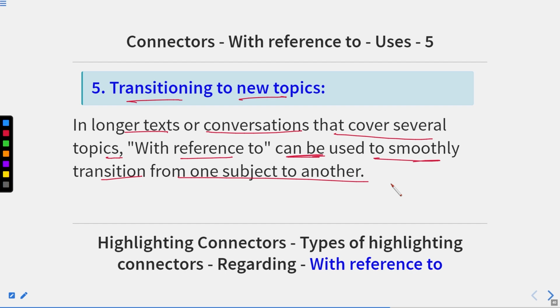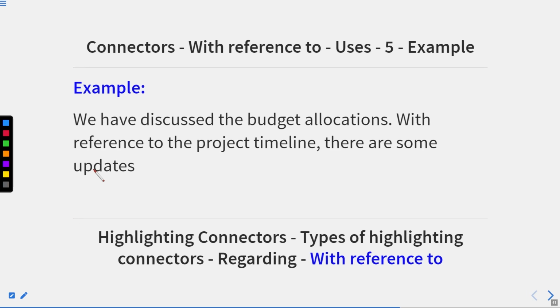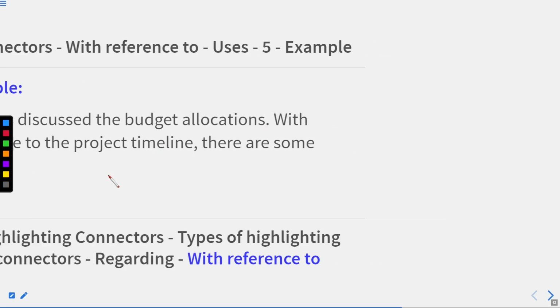It means we are just making the sentence flow with multiple sentences, but we want to highlight some particular part or area of the sentence. So here we can skip, or you can say, we can use "with reference to" in transitioning to a new topic. Example: we have discussed the budget allocations. With reference to the project timeline, there are some updates.